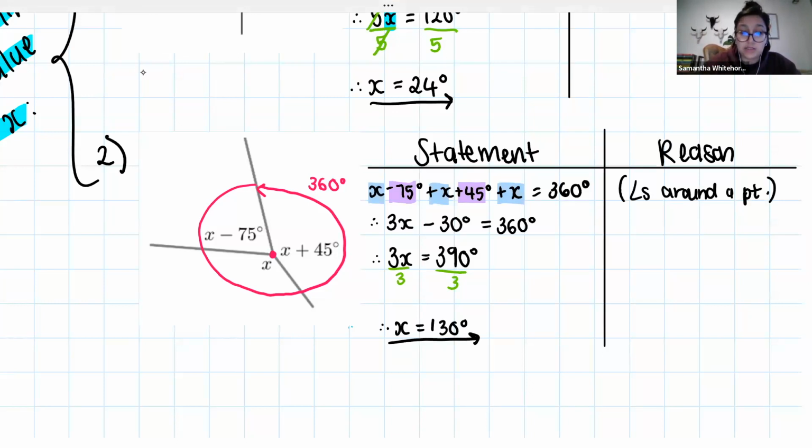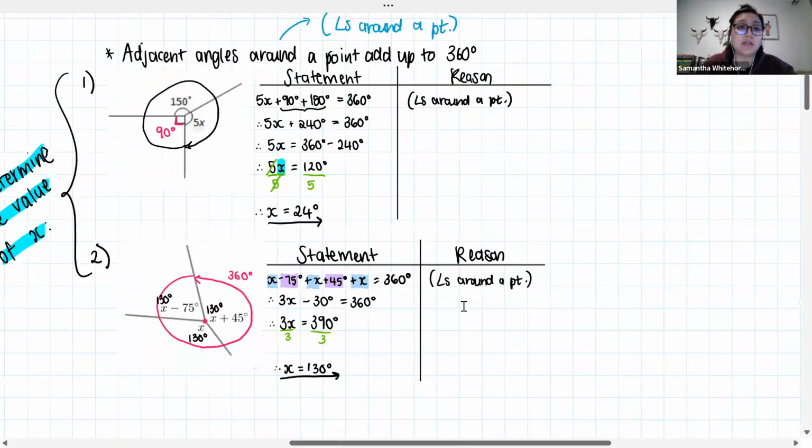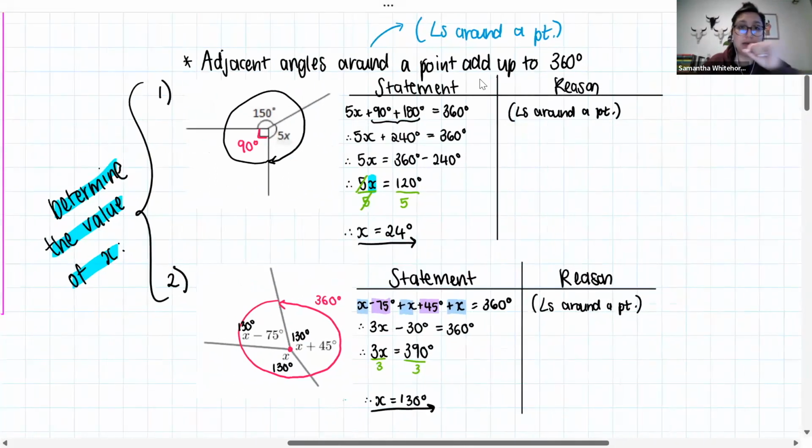Really, really importantly, once you solve for x, all x's in your diagram, you have the value for. So this x by itself is 130. This x would be 130 plus 45. And this x would be 130 minus 75. Because they are all x's, they all are exactly the same value. And so once you've solved for x once, you know the value of all x's in your diagram. And that's really important to remember. Right, so I'm going to make that a touch smaller in case you need to take a screenshot.